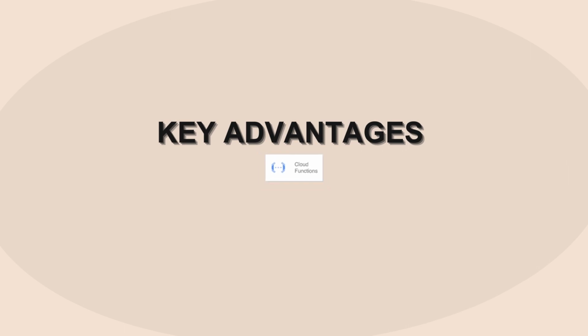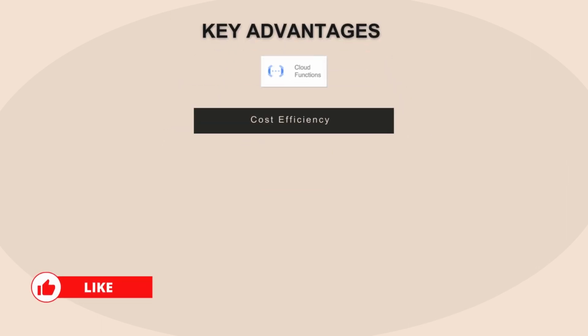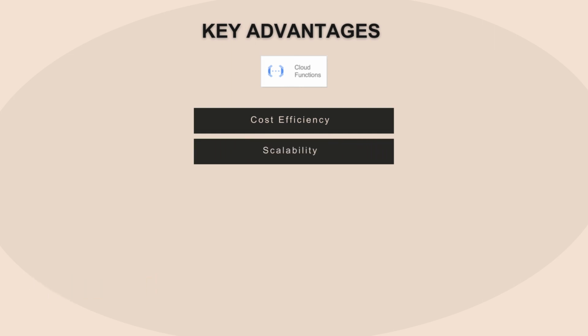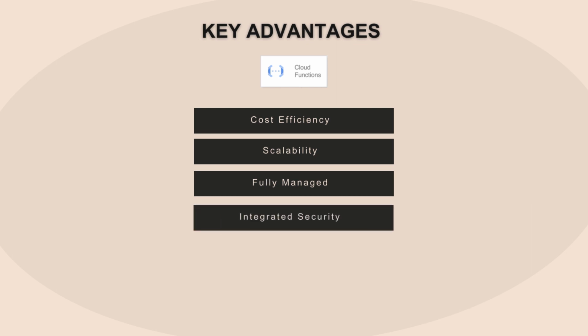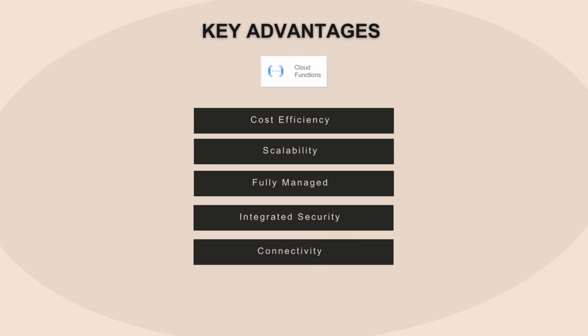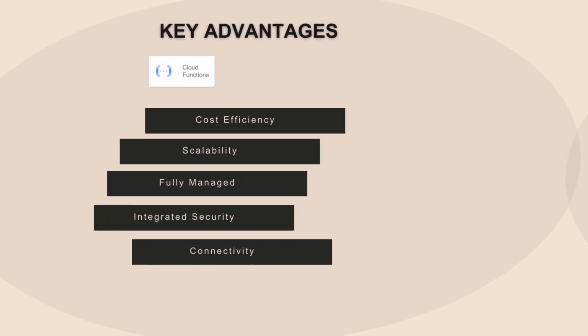Key advantages of using Cloud Functions: Cost efficiency. Only pay for the compute time you consume, with no charge when your code isn't running. Scalability. Google Cloud handles scaling automatically, from a few requests per day to thousands per second. Fully managed. No servers to provision, manage, or upgrade. Integrated security. Google handles security and compliance, backed by a robust infrastructure. Connectivity. Easily extend Cloud Functions with other Google services or third-party APIs to create complex workflows.